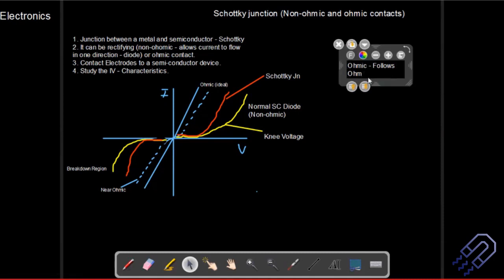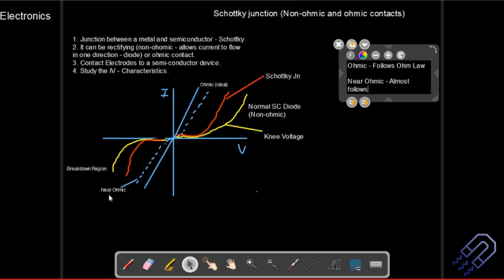If you are not clear about these things, you can always check back your basics. That's very important. And what happens in nearly ohmic? It's not ideal, but nearly follows Ohm's law. So ohmic, that's important.